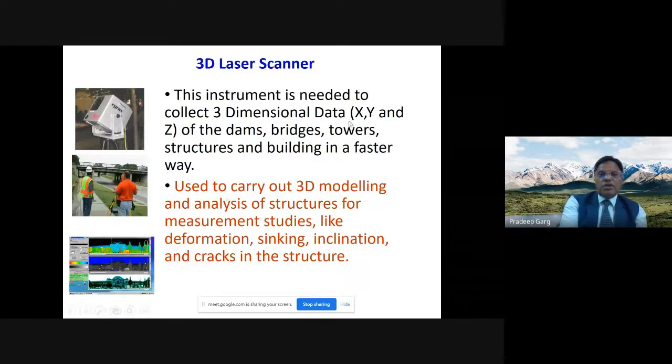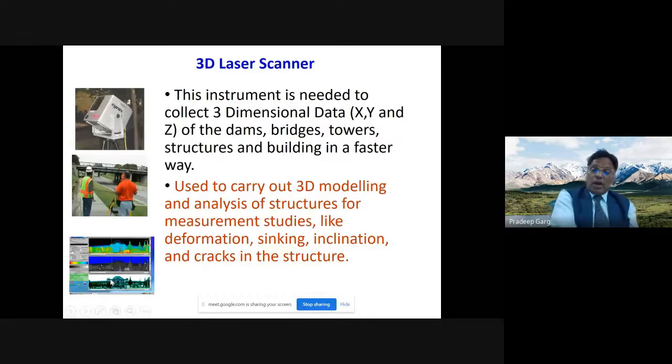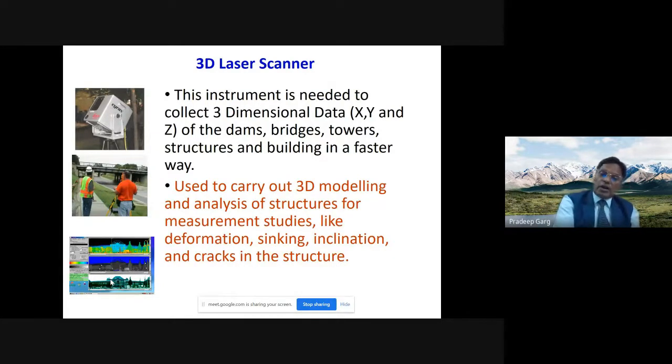So you can see here that this 3D laser scanner is being used by the person in the second slide, and there is a structure, an overhead bridge, and there's a road. It is collecting the data. The third slide below is the point cloud data collected by this 3D laser scanner for the whole of the ground, and a 3D model has been created. So one can find out deformation in a tower or cracks in buildings.